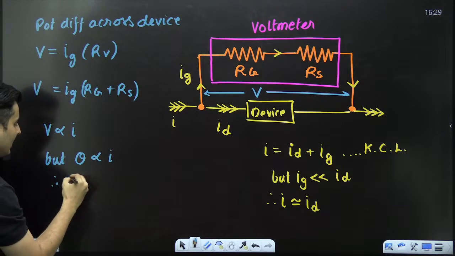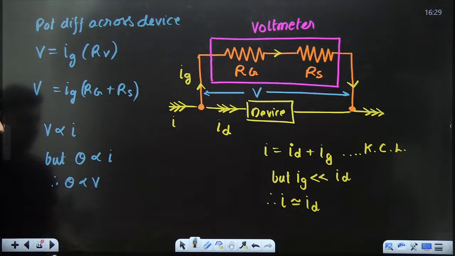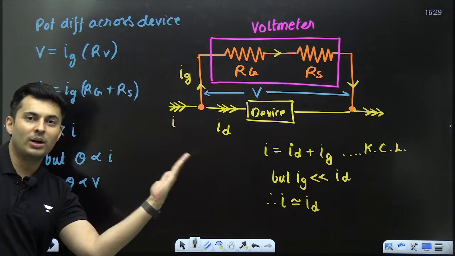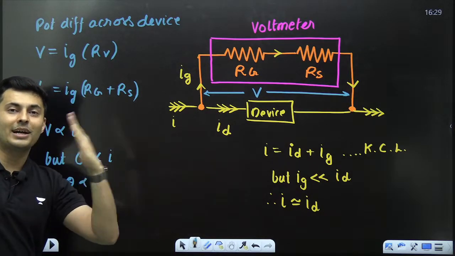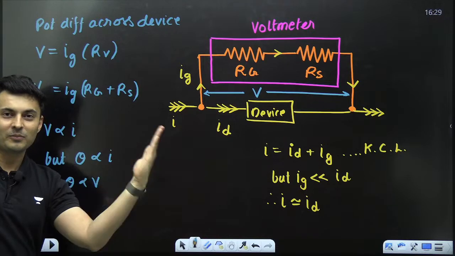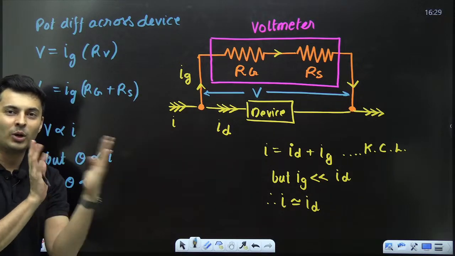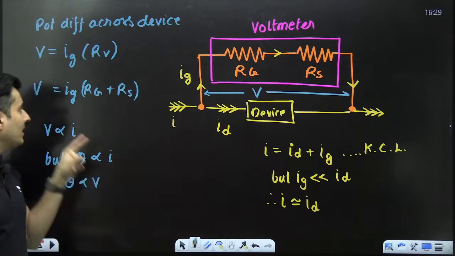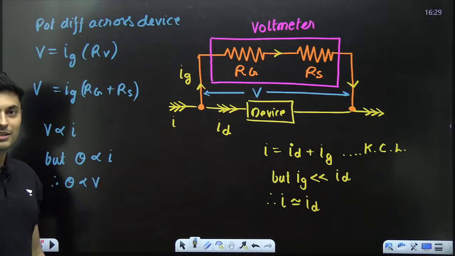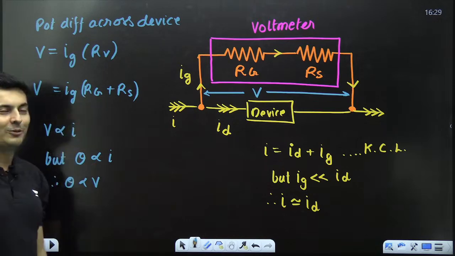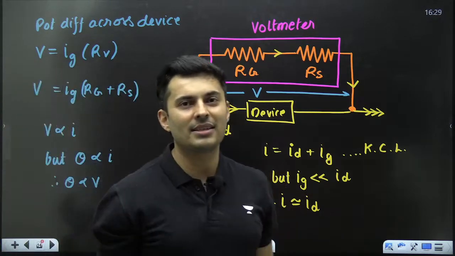So can I say theta will be directly proportional to the voltage? So more voltage, more deflection. So you can see it has now been converted into a voltmeter. More voltage, more deflection. Indirectly, by measuring current, you are measuring the voltage. That's all. That's what happens inside a voltmeter.